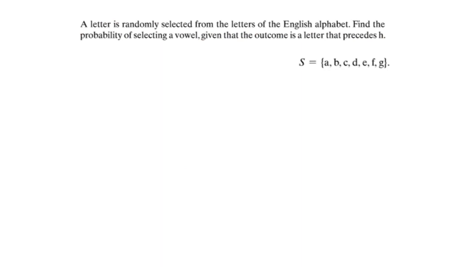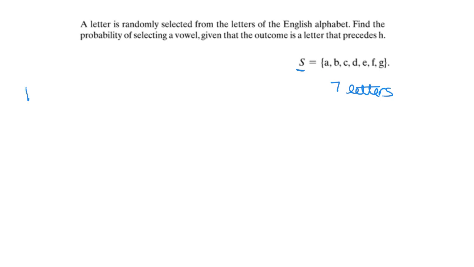Let's review this problem. A letter is randomly selected from the letters of the English alphabet. Find the probability of selecting a vowel given that the outcome is a letter that precedes H. All right, so the condition part is that the outcome is a letter that precedes H, gives us this sample space right here with the letters A, B, C, D, E, F, G. These are the letters that precede H. Notice that there are 7 letters here, and that has to occur before we can say selecting a vowel.